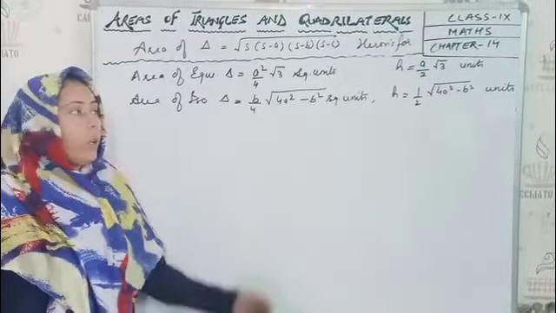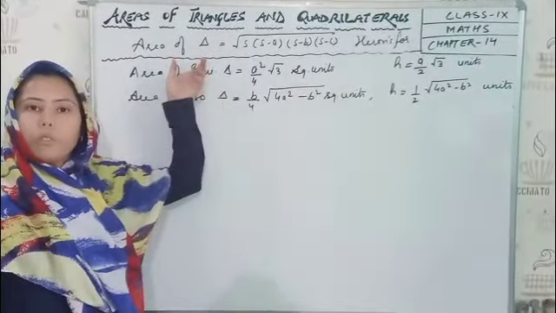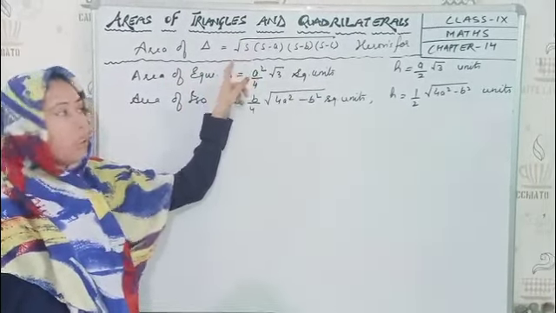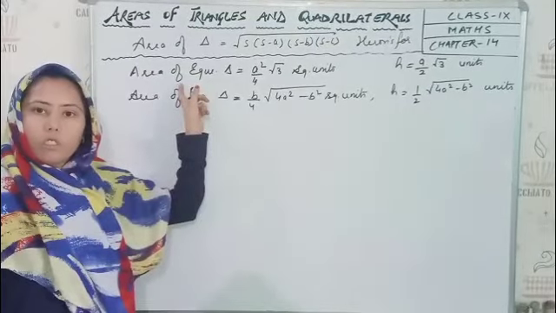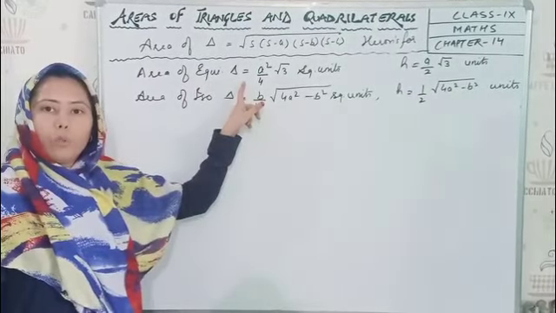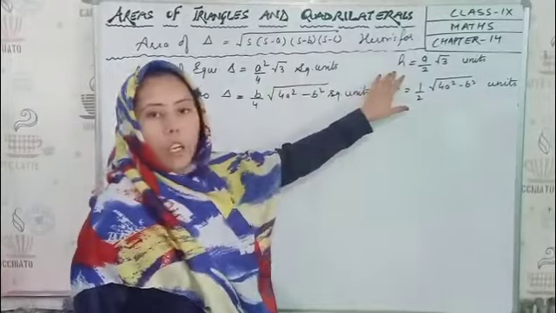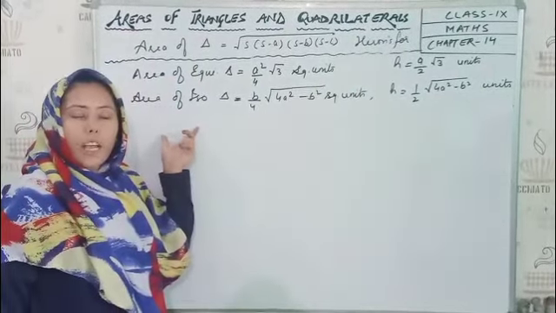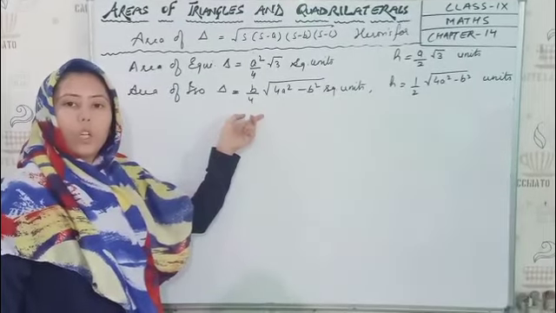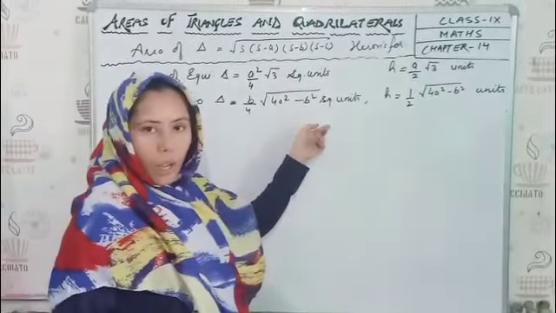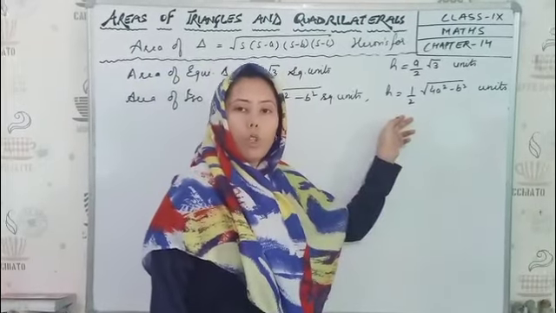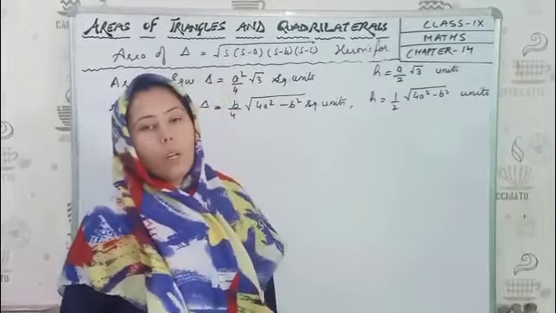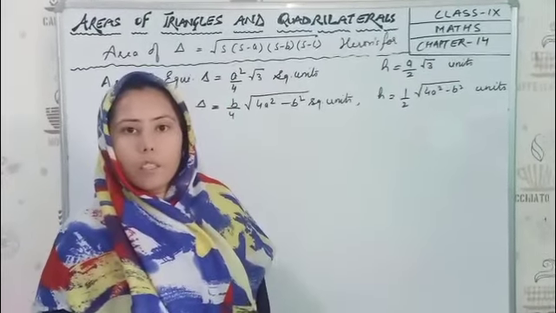Till now we have learned how to calculate the area of a scalene triangle using Heron's formula. The area of an equilateral triangle is root 3 a square by 4 square units, and its height is root 3 a by 2 units. And we have calculated the area of an isosceles triangle as b upon 4 under root 4a square minus b square units, and the height is 1 upon 2 under root 4a square minus b square units. Now we will apply these formulas in the exercise.